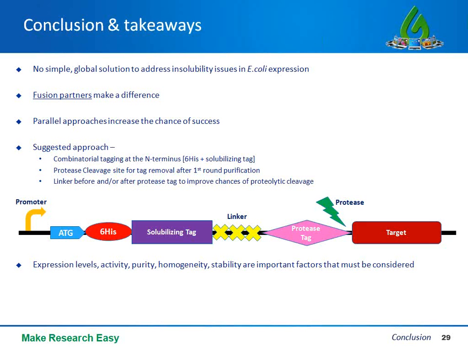And finally, importantly, while solubility may be the most important element of a protein production campaign, it's not always about solubility, right? Expression levels, activity, protein purity, homogeneity, protein stability, these are all important factors that must be taken into consideration also.